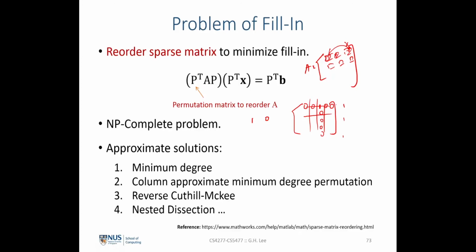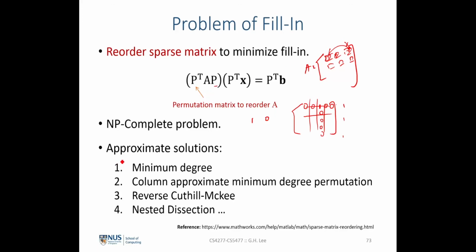I'll just simply give you a flavor of how to do the reordering, or what the reordering means over here. Unfortunately, this particular problem of reordering the sparse matrix is an NP-complete problem, and this means that it could become intractable to compute the best permutation such that we reorder the A matrix to minimize the amount of fill-in after, for example, Cholesky decomposition.